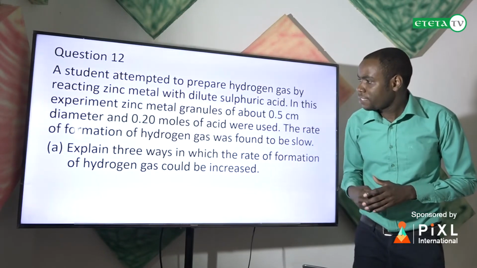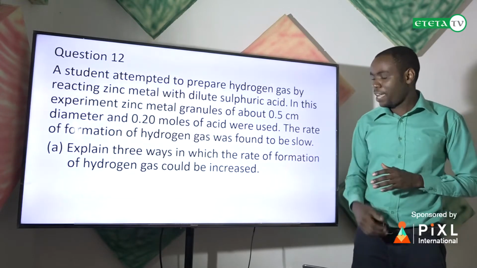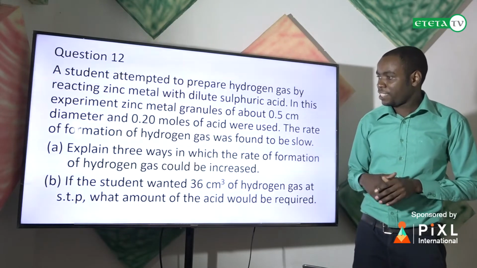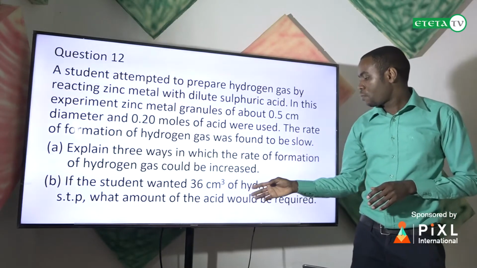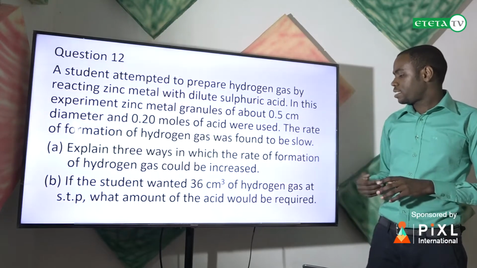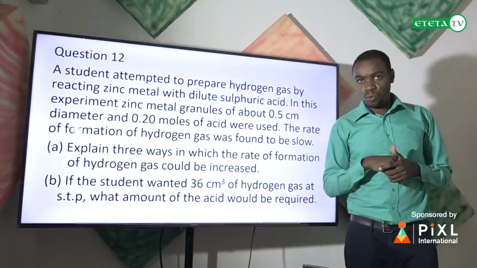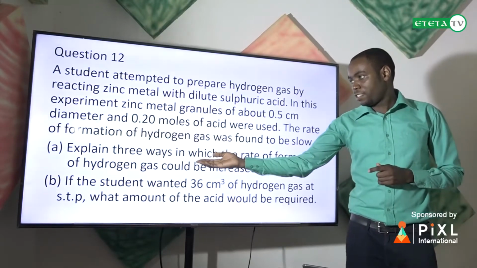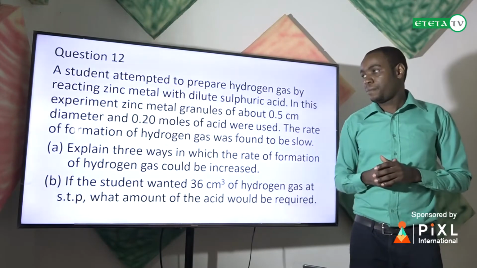Letter A says, explain 3 ways in which the rate of formation of hydrogen gas could be increased. And letter B, if the student wanted 36 centimeter cube of hydrogen gas at the standard temperature and pressure, what amount of acid would be required? Now, from this question here, there are two topics. I mean, letter A, this is from the topic of chemokinetics, equilibrium, and energetics.